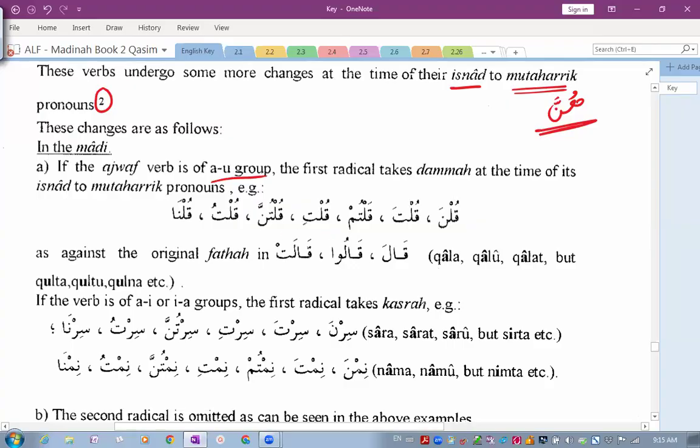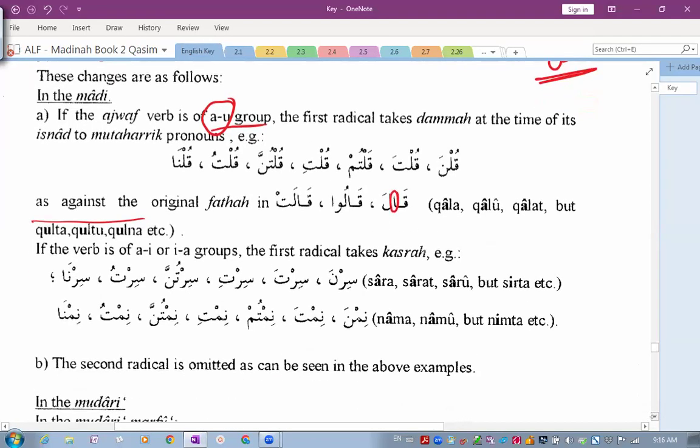So Dr. Saab is explaining it by AU group. Some of us learned through Bab Nasara, and I learned from a teacher who does not talk about the groups. He goes about the middle radical having a fatha, dhamma, or a kasra. All of them, the result is the same, so no problem with that. As against the original fatha, qalat, qalu, qala, the middle radical got changed to an alif up till 1 to 5.